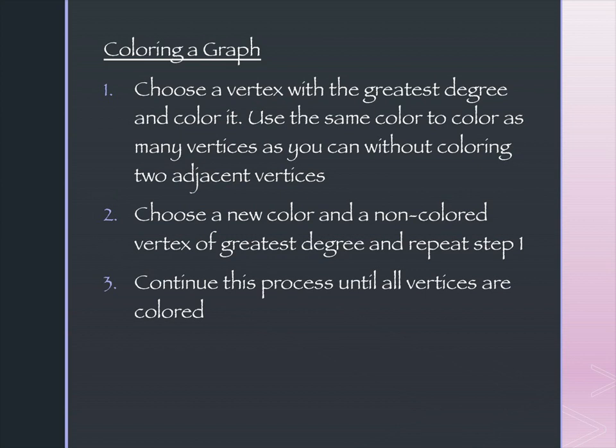So we're going to choose a vertex with the greatest degree. So now it really matters. You got to find the one that's got the biggest. And if there's more than one with the biggest, just pick one of them. And you use that color to color as many vertices as you can, provided that they're not adjacent. And adjacent means that they're connected by an edge. And then you pick a different color and a non-colored vertex of the greatest degree. And you repeat the process. And you keep doing this until all of your vertices are colored. And then however many colors it took would be the chromatic number.